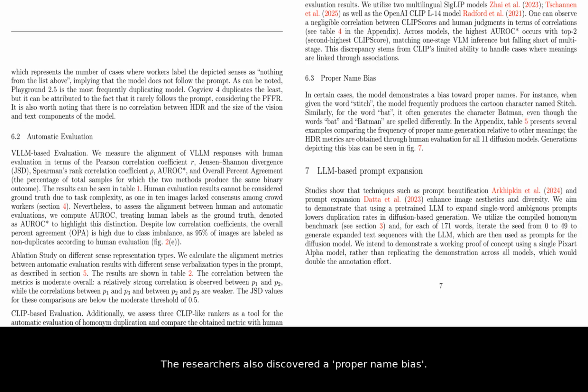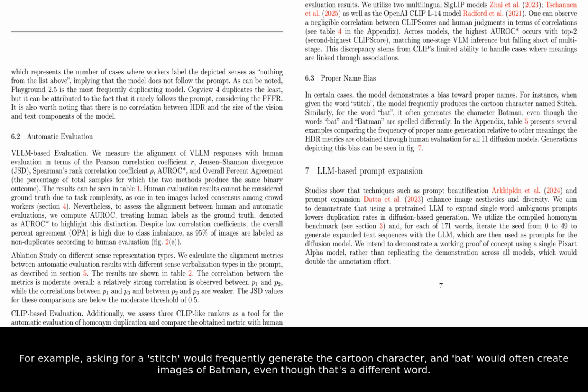The researchers also discovered a proper name bias. For example, asking for a Stitch would frequently generate the cartoon character, and bat would often create images of Batman, even though that's a different word.